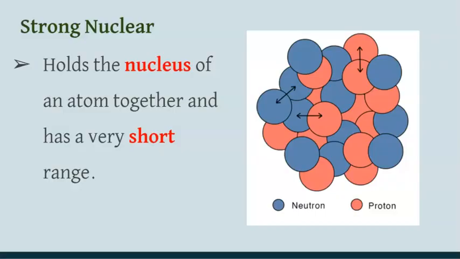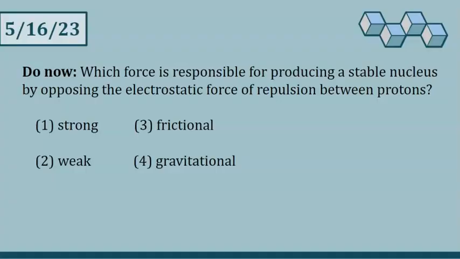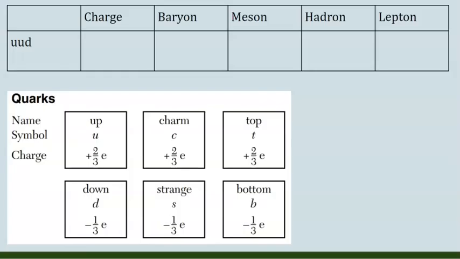And the answer is the strong nuclear force. That's what holds the nucleus together by opposing that repulsion that we would expect from the protons. So sometimes it's just called the strong force, so it's choice 1. So today you're filling in another chart.